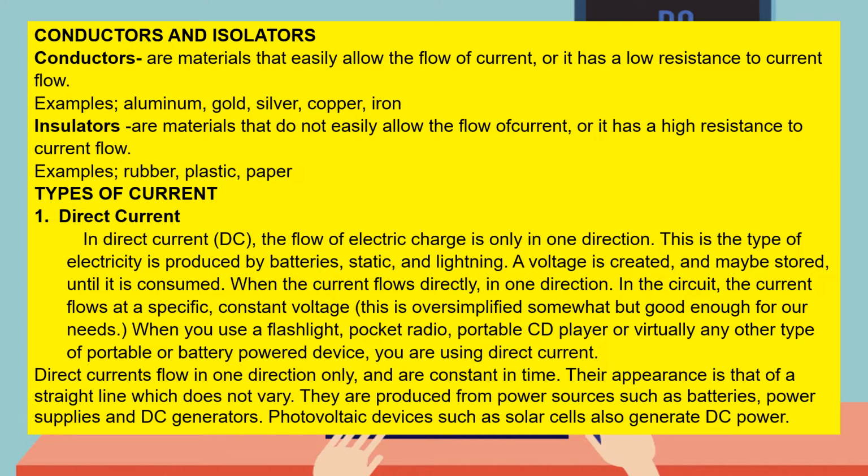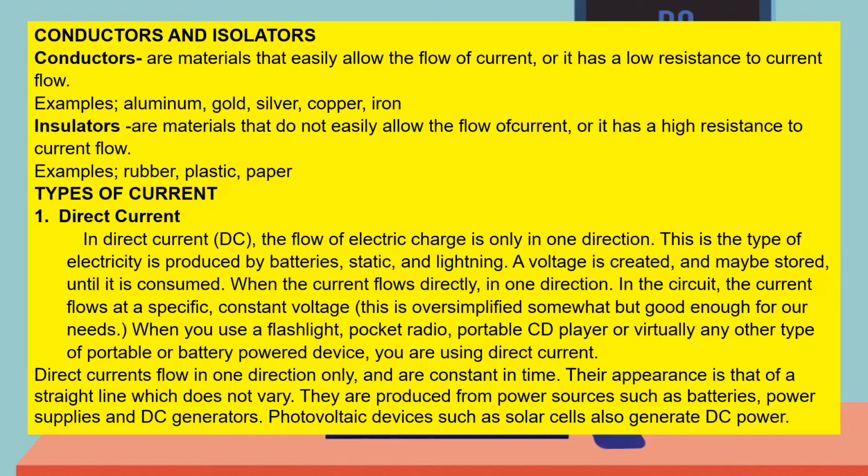Conductors and insulators. Conductors are materials that easily allow the flow of current, or it has a low resistance to current flow. Examples: aluminum, gold, silver, copper, and iron. Insulators are materials that do not easily allow the flow of current, or it has a high resistance to current flow. Examples: rubber, plastic, and paper.